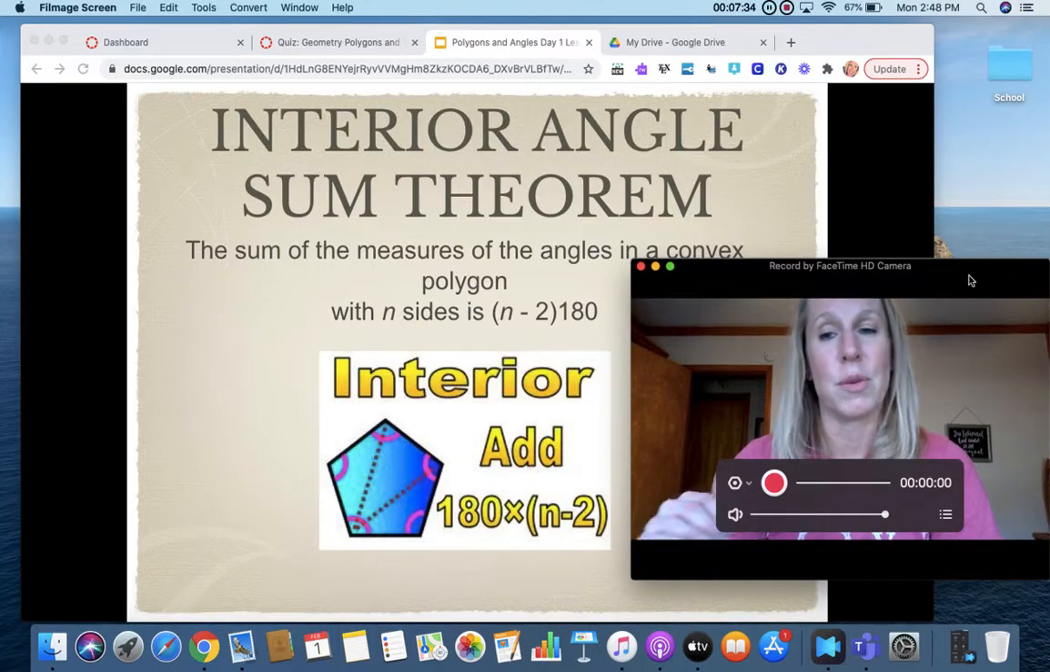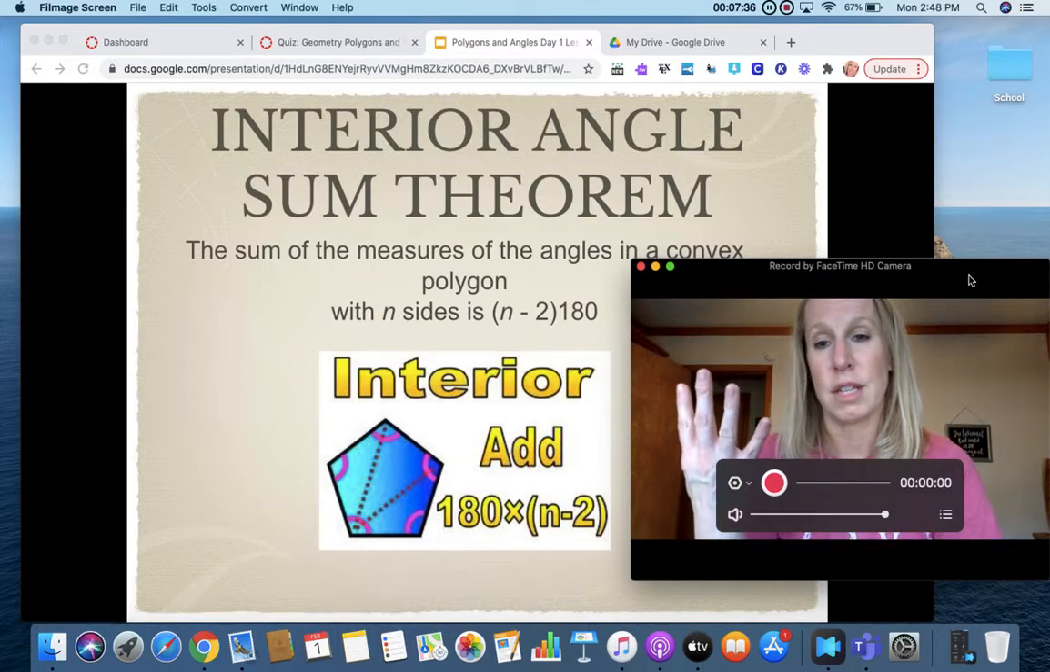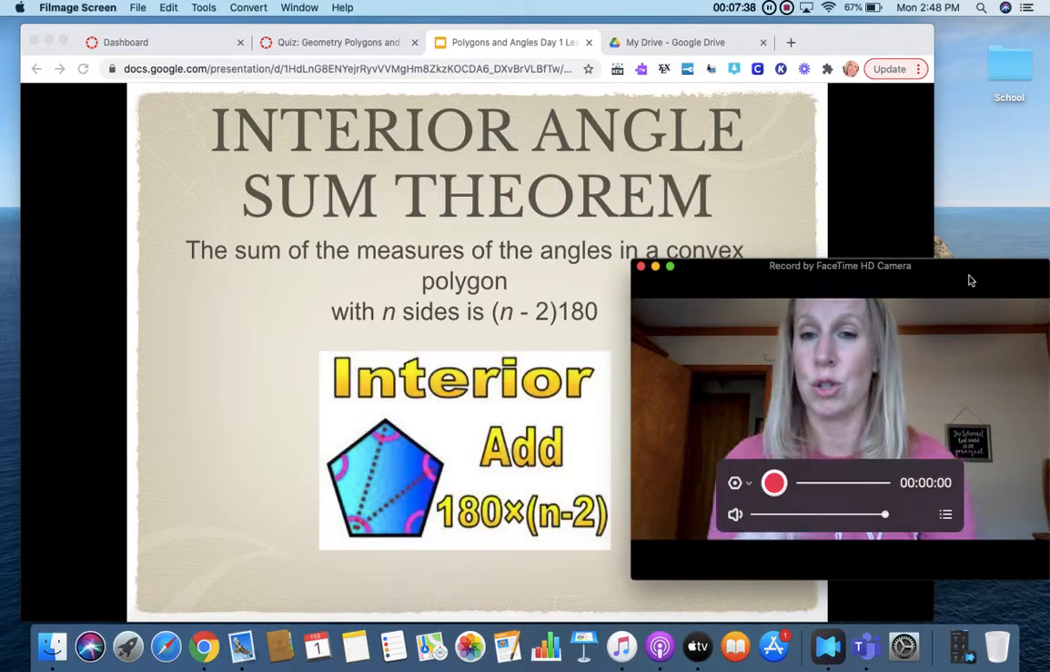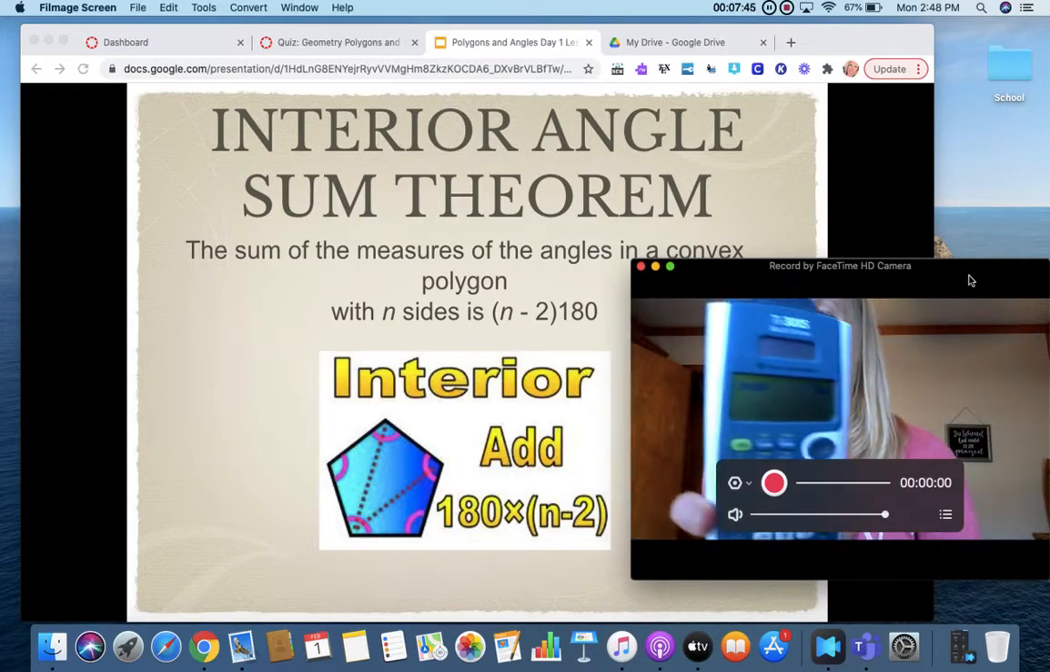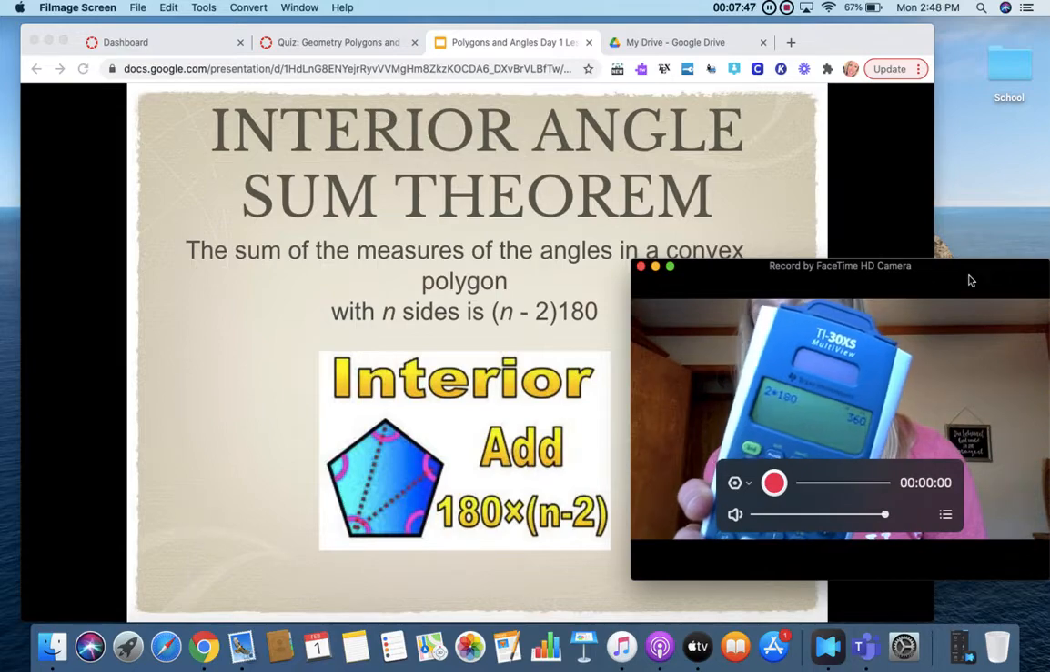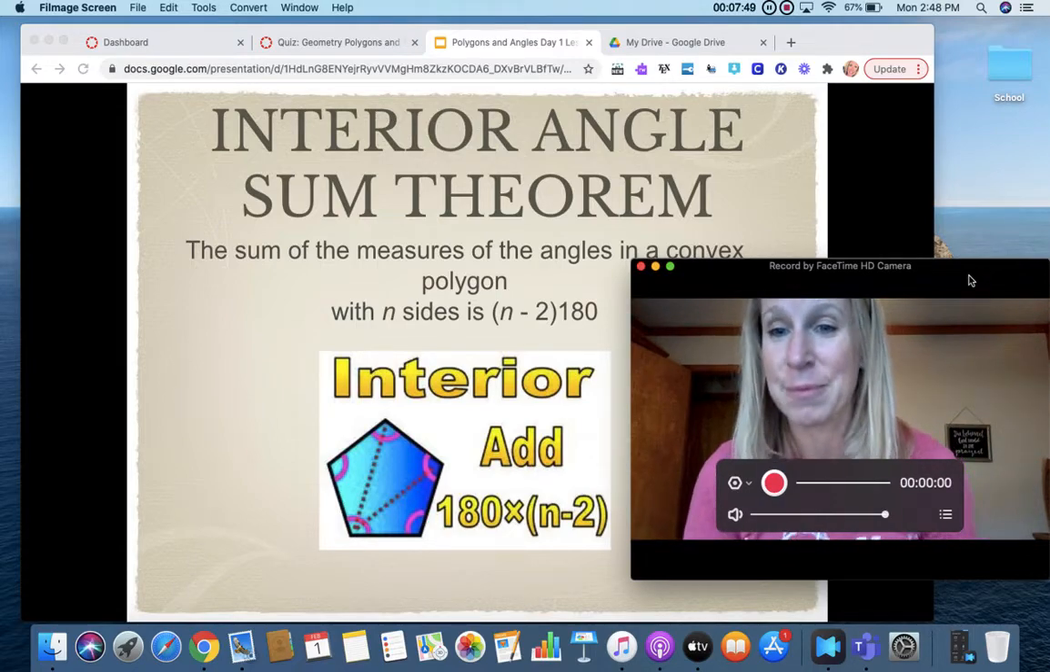So we know a triangle is always 180. But say it has 4 sides. If you do 4 minus 2, you get 2. 2 times 180 is 360. Okay.